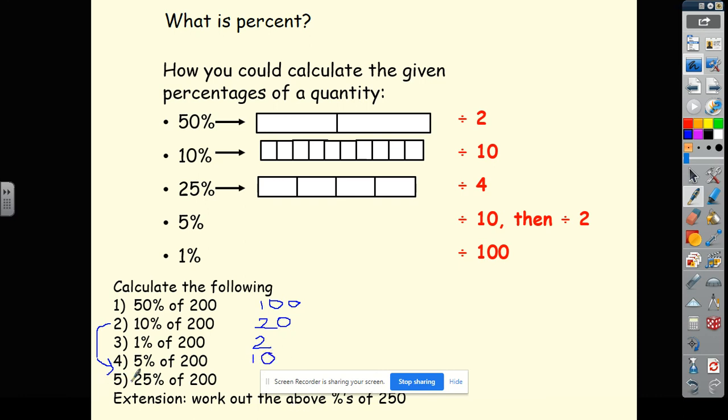Okay, right, the last one, 25% of 200. So what did I need to do to find 25%? Yeah, I needed to split it into 4 parts. So that would have been 50 for each part.